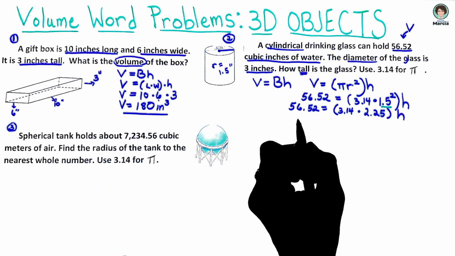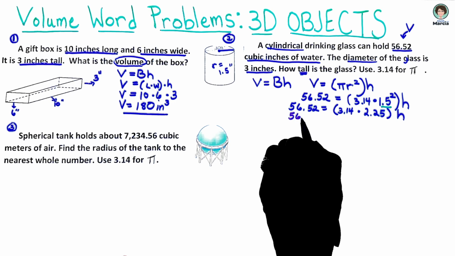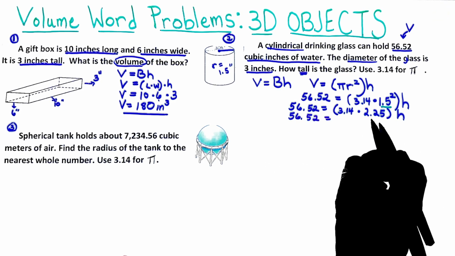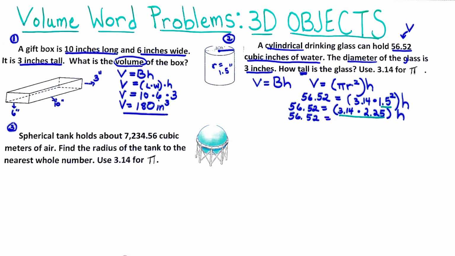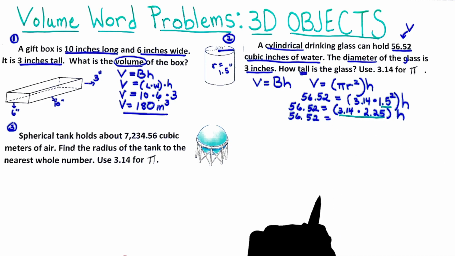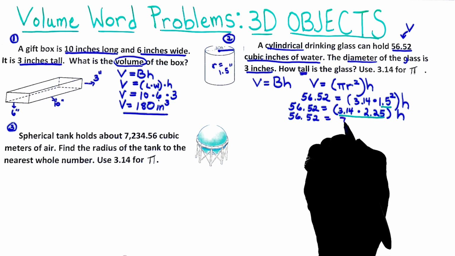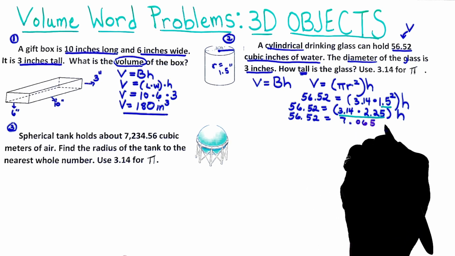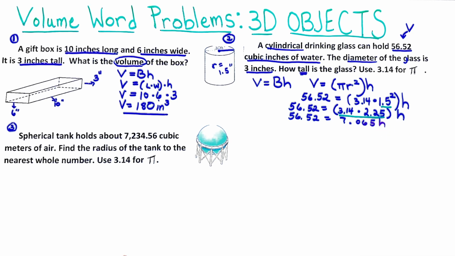All right, now, yes, I'm going to copy my volume over again. And now we are going to go ahead and we will multiply those two numbers together. And when we multiply that, we get 7.065. And the height is what we're looking for.